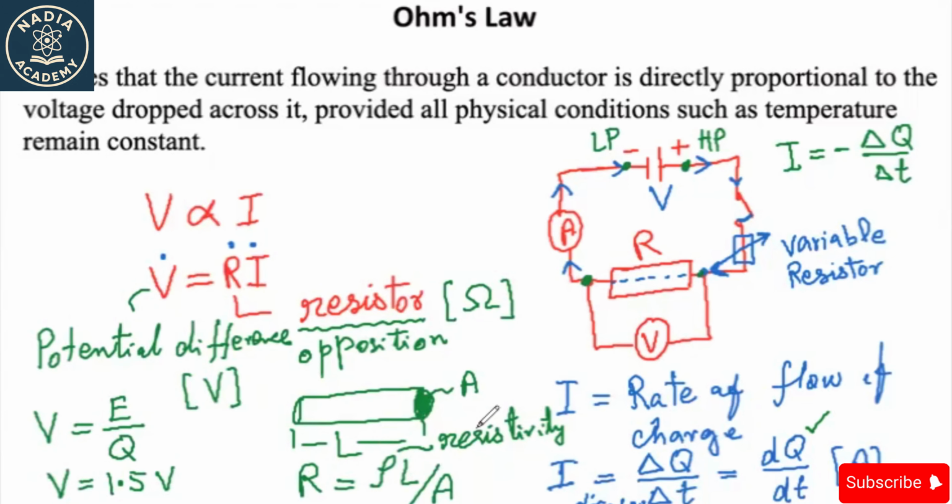So here, what we did, we understood the concept of Ohm's law and then the definitions of potential difference, resistance, and current. Ohm's law, in fact, provides the relation between potential difference, resistance, and current. So now let's move ahead.